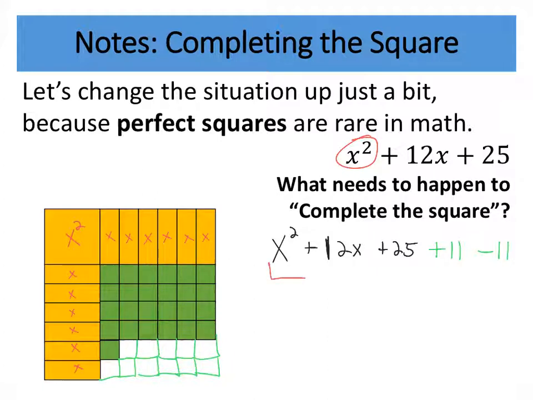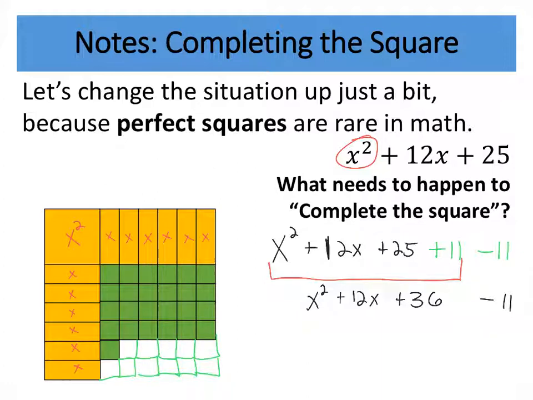So in completing the square, now I'm going to combine like terms of the things I already have. So I've got x squared plus 12x, and 25 plus 11 is 36. And then that 11, it's just an extra 11 that's going to hang around for the rest of this problem, but hopefully this is going to make sense.